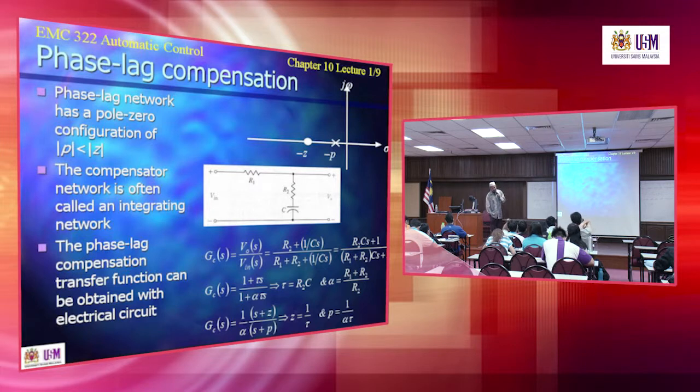Another method of designing a cascade compensator is called phase lag compensation. This one is also the same, where we apply a first order, adding a zero and also a pole. So we need to decide the value of Z, the value of P, and the value of K. The only thing with the phase lag design is that the phase lag network has a pole-zero configuration where the location of the pole must be less than the location of the zero.